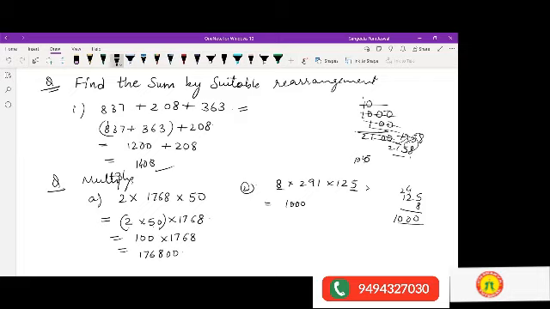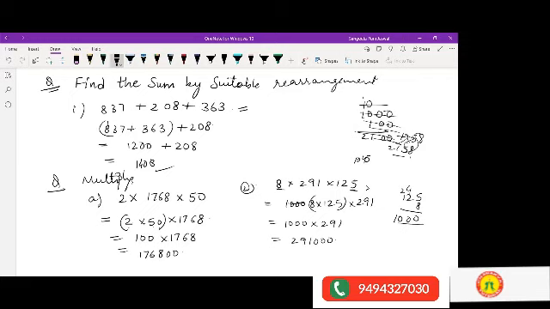So simply, by multiplying 8 into 125, we get 1000. And then I will multiply that with 291. So that becomes 1000 multiplied by 291. Now I don't have to do anything. 291 into 1 is 291, and I can just put 3 zeros at the end. Okay, children?